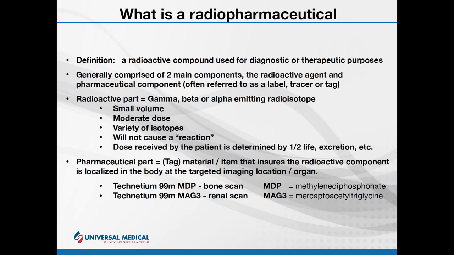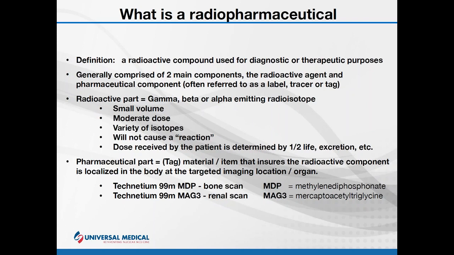The patient's total dose is going to be determined by the half-life of that dose and body excretions through breathing, urination, sweat, and whatnot. As I previously stated, the localization of the dose is primarily due to the pharmaceutical part. So, technetium-99 MDP, which is something you may hear of, is used for a bone scan, where technetium-99 mag-3 would be used for a renal scan. You can notice that technetium-99m is your radioactive component. Mag-3, MDP, they're the tag. All that changed is the tag, and it is localizing in a different area of the body.